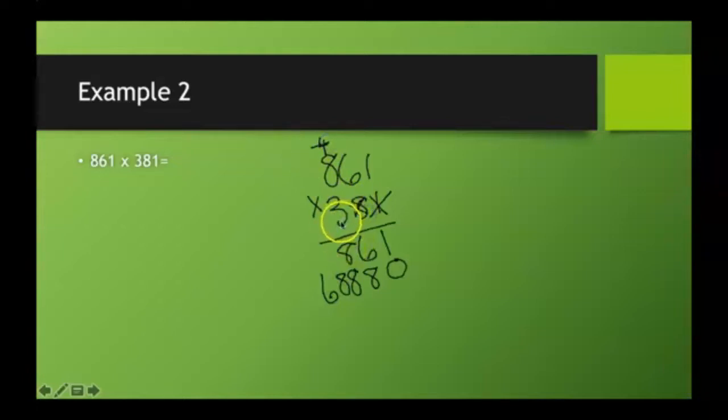Now I'm moving over. This is in the hundreds place value. Hundreds has 3 digits, or 2 zeros, and it's in the third spot. So I need to put 2 zeros down there. And now I'm going to do 3 times 1, then 3 times 6, and 3 times 8. 3 times 1 is 3. 3 times 6 is 18. Carry the 1. And 3 times 8 is 24, plus 1 is 25.